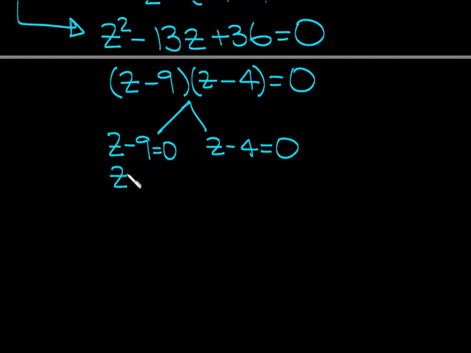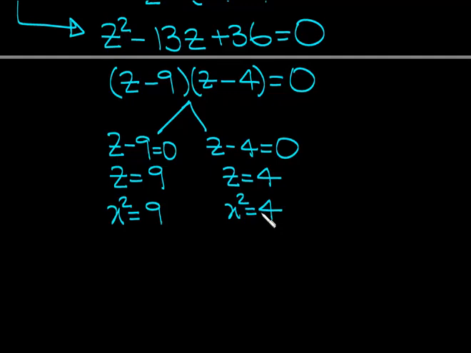Okay, so we get z is equal to 9, z is equal to 4. Is this a solution? I'm hoping you're saying no, because this is not the solution, because this is a solution to a problem in z. Our problem was a problem in x, so we have to change the z back to x. So what was z? z was x squared, so this becomes x squared is equal to 9. We get x squared is equal to 4.